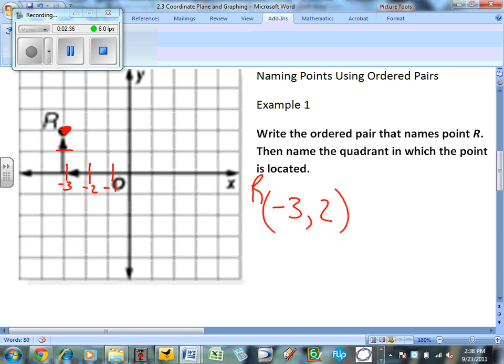And they wanted us to tell what quadrant it was in. Well, we said that quadrant 1 started in the upper right and then moved counterclockwise. So that would be in quadrant 2 then. So we say it's in quadrant 2.